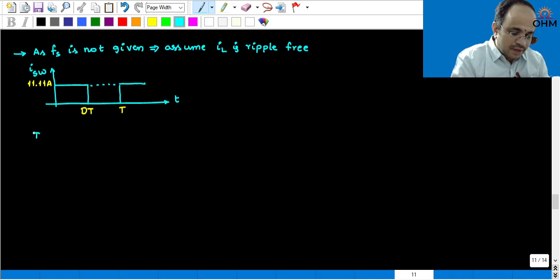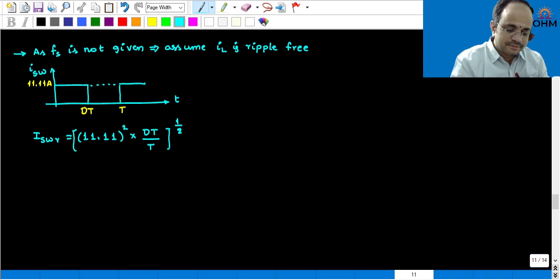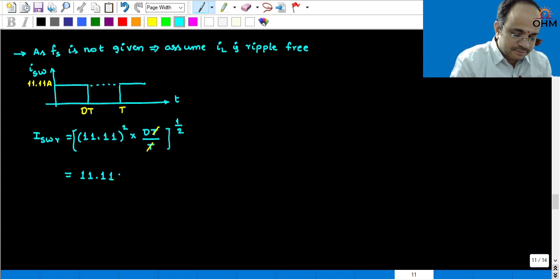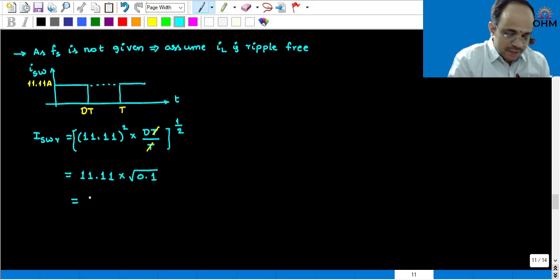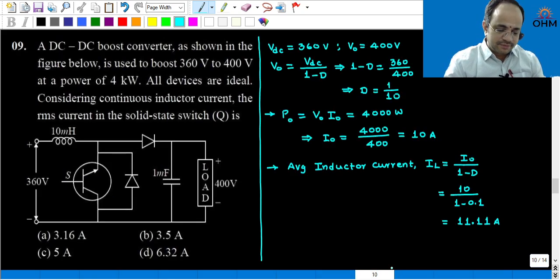Now you need to find out RMS value of this switch current. Because of this rectangular pulse, how can you find RMS value? Magnitude square into function duration divided by 1 cycle, that is dt by t. So cancel this t, therefore this value will be around 11.11 into root d, where d value we calculated 0.1. Therefore it will give you 3.51 ampere. So answer will be 3.5 ampere is the correct answer.